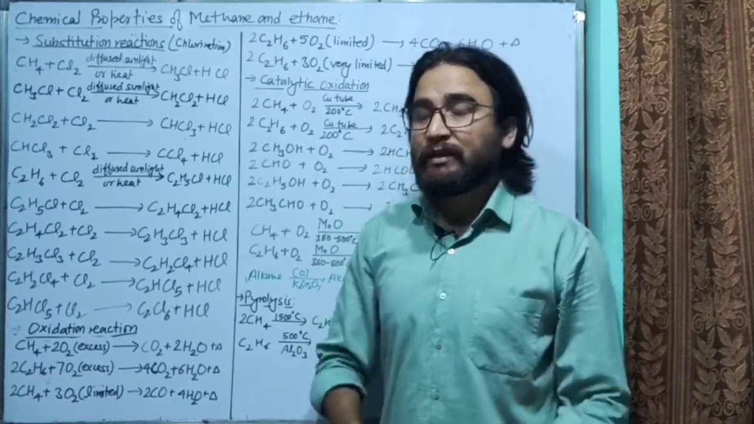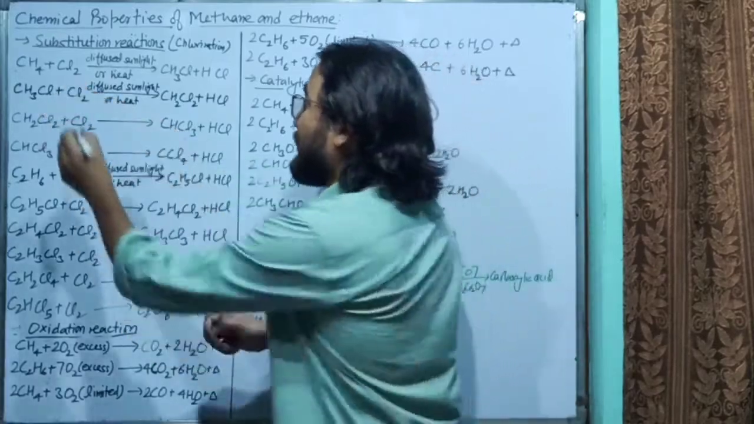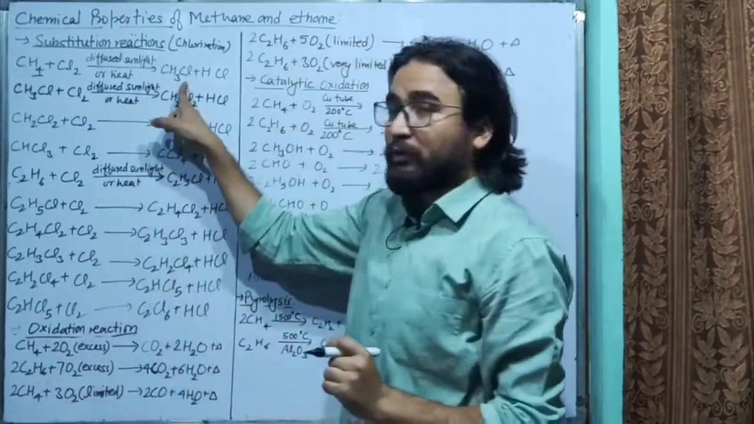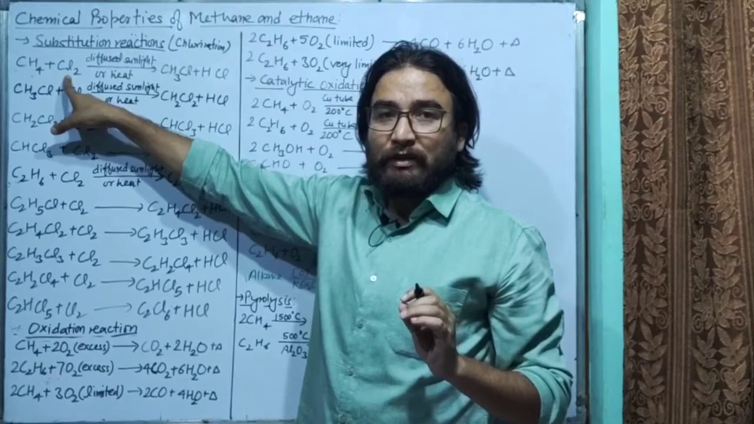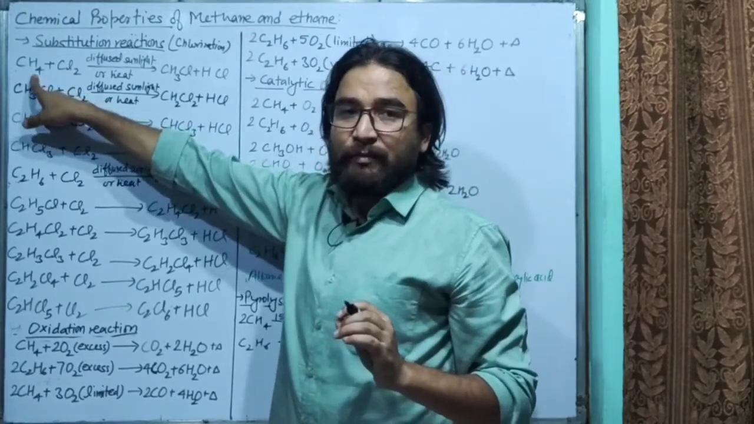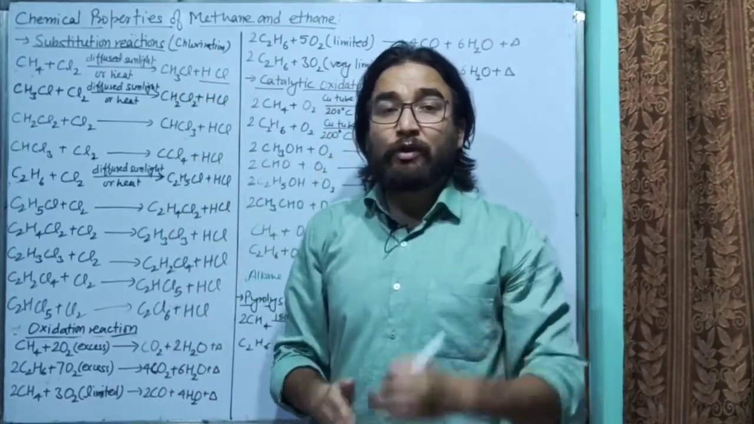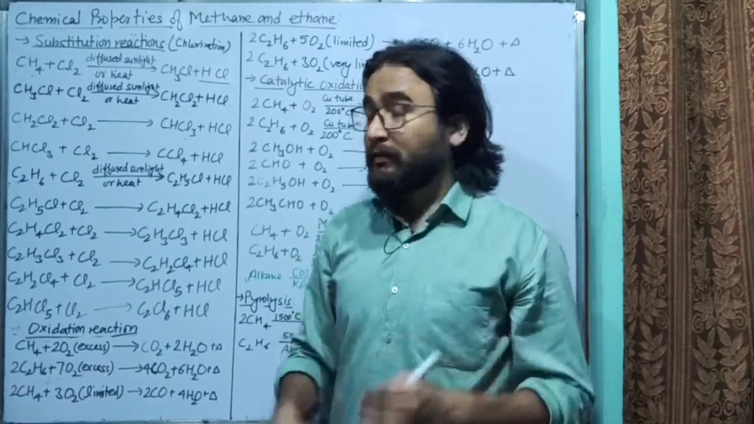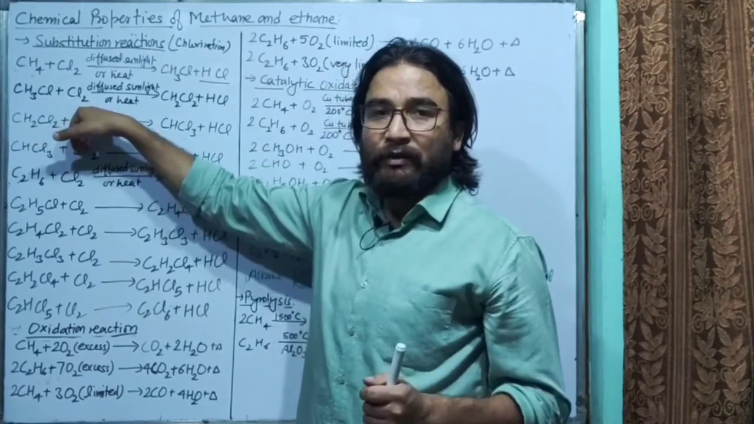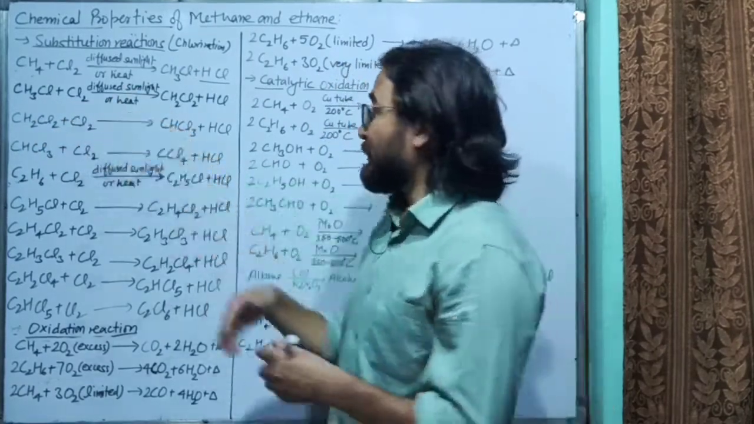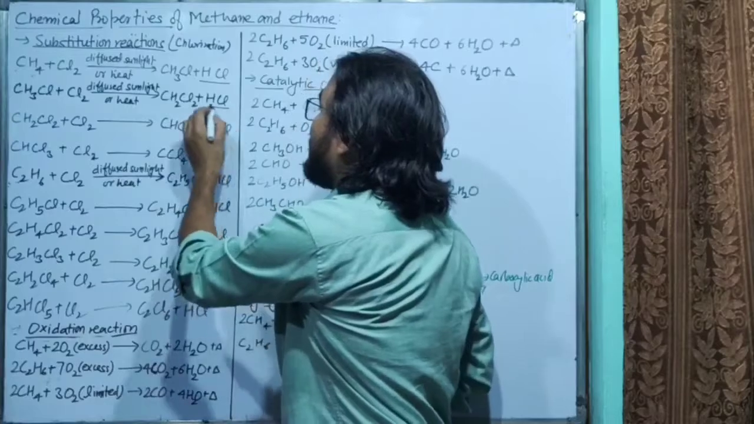In the presence of diffuse sunlight, methane will react with chlorine and one hydrogen atom will be replaced by a chlorine atom. So it will become CH3Cl. There are two chlorine atoms in Cl2, so the hydrogen atom that is replaced will combine with the other chlorine atom and form HCl. And it keeps going on. This process keeps going on until there is no hydrogen atom. So after that, again CH3Cl will react with chlorine in diffuse sunlight or by heating, and one more hydrogen atom is replaced by chlorine. The hydrogen atom that is replaced will combine with the other chlorine atom.